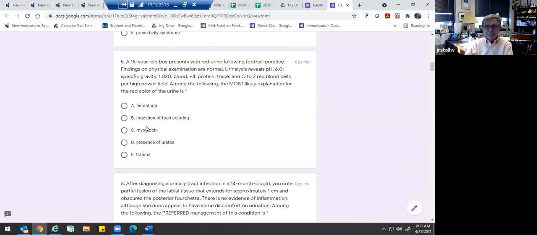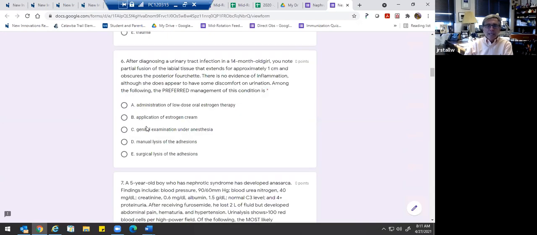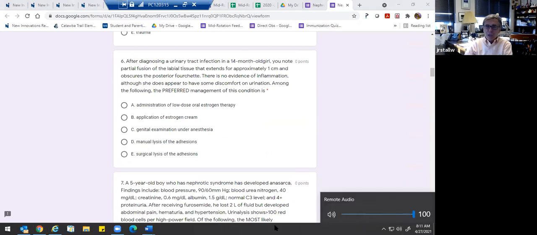6. Diagnosing a UTI in a 14-month-old. She's got fusion of the labia. You know that that's a setup for a girl. For a male in the first year of life, it's whether they've been circumcised or not. So that's the setup for this UTI, the preferred management is the application of estrogen cream.